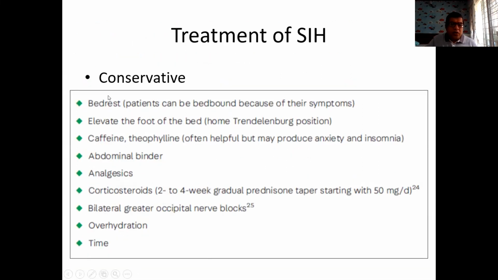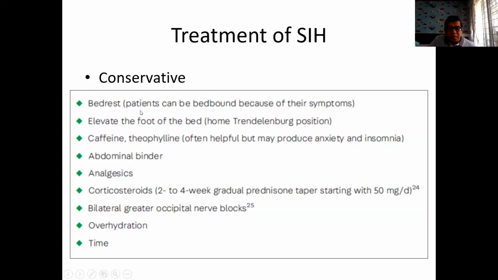The treatment would include conservative therapies: bed rest, elevating the foot end of the patient, and giving drugs like adenosine receptor blockers, such as caffeine and theophylline, in some of these patients. One can use abdominal binders, analgesics, and sometimes steroids. Sometimes occipital nerve blocks are given because the pain is predominantly occipital in these patients. Hydration and time is usually the therapy.